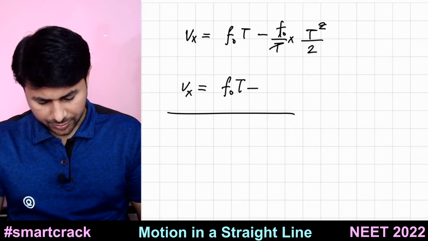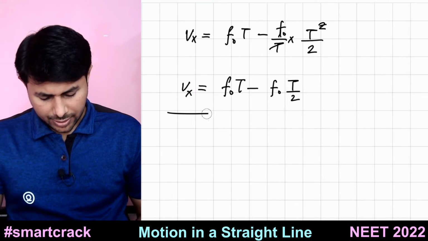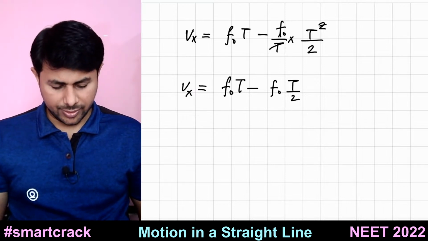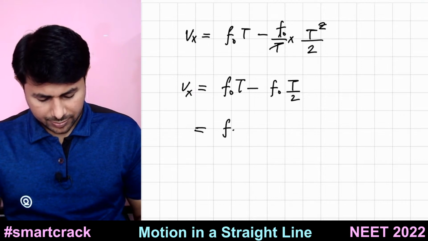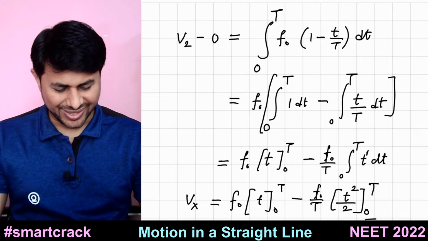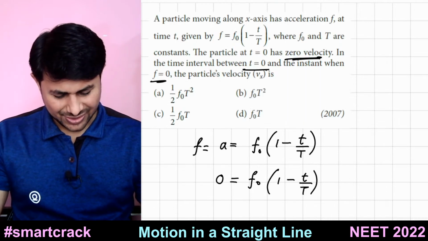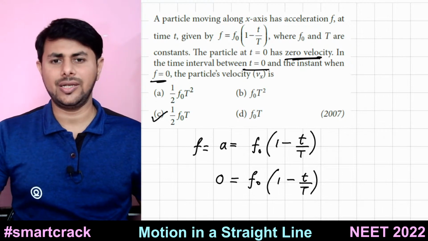Okay, here also. So F naught into T by 2. So F naught you can take common again. So it is T minus T by 2. How much? F naught into T by 2. Okay, so there was a silly mistake and option C is the answer.